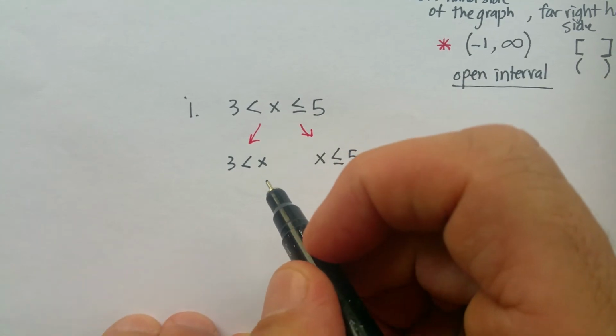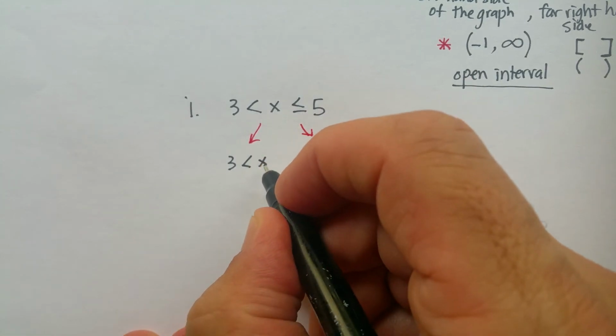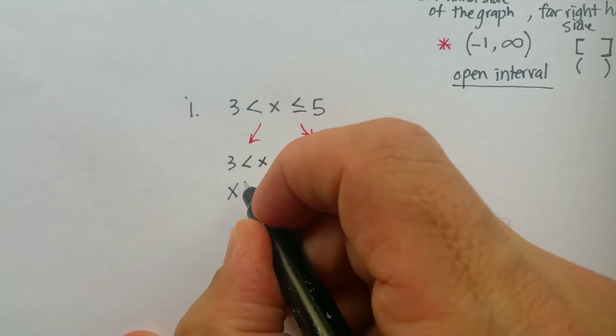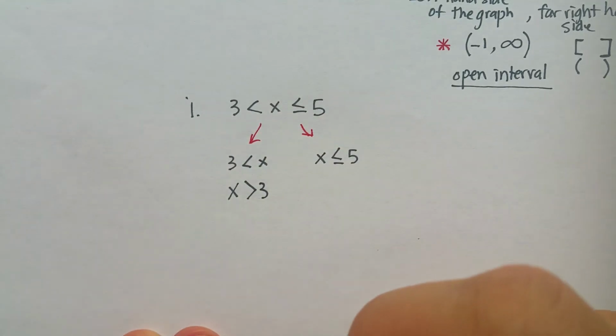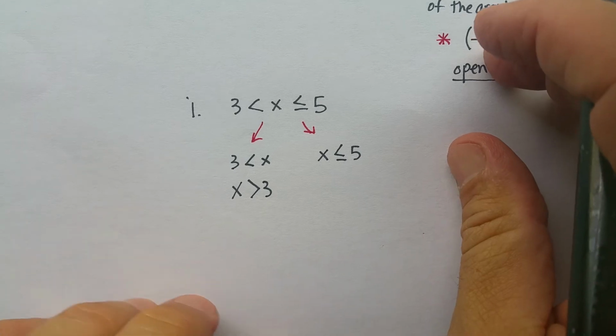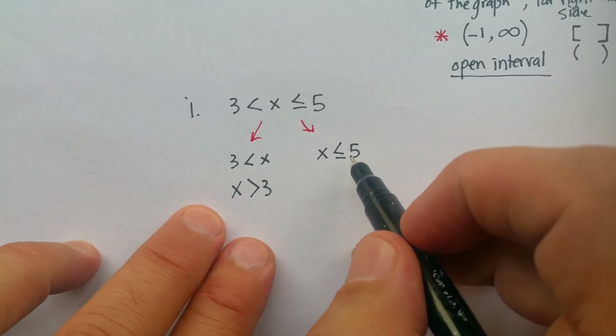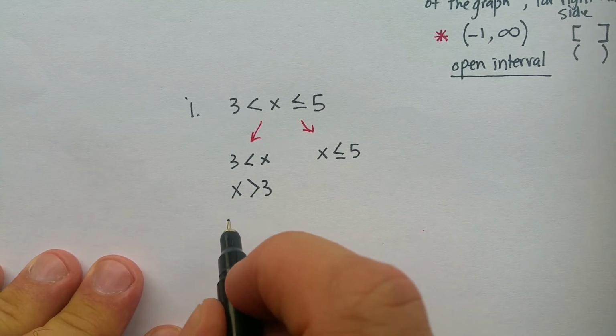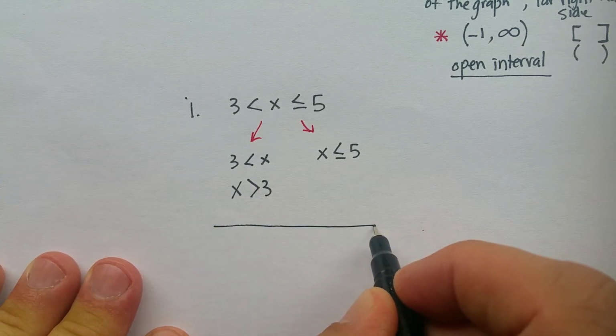Okay. Now, for the sake of argument, just because I like this, I'm going to flip this around and just say x is, use the open side towards the x, is greater than 3. Okay? Now, there's no solving here because we already have our x on one side and it's isolated, but we can graph it. So this is what we're going to do.